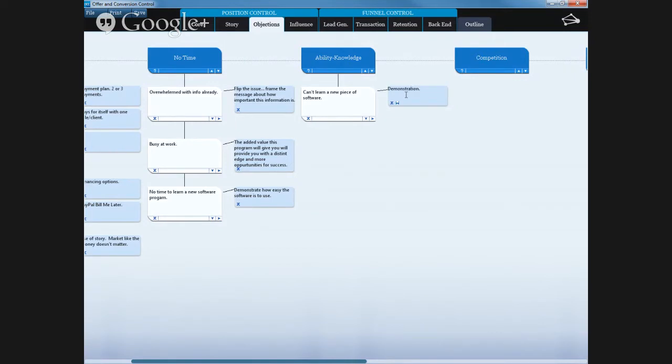Each one of these necessarily addresses each one. I've got to answer this. The same answer applies to both of these objections. We demonstrate how easy the software is to use. So on that note, we moved on to ability and knowledge, Sean.